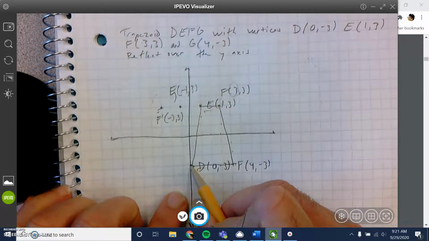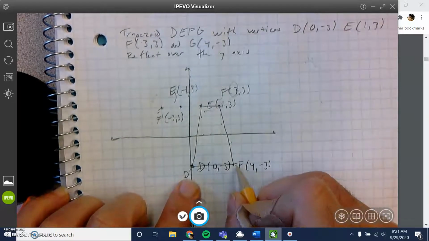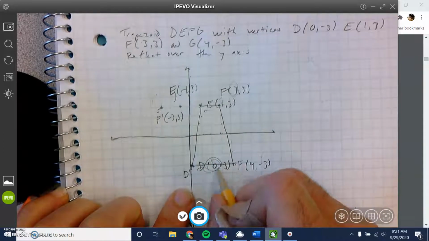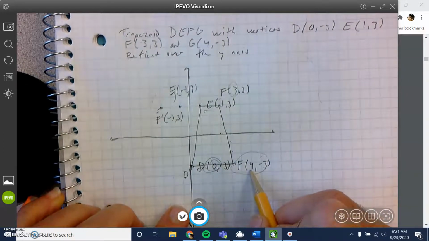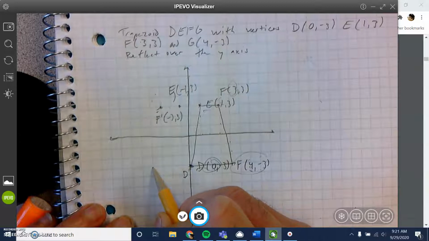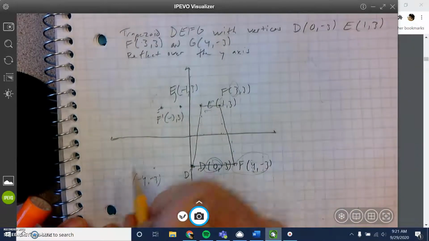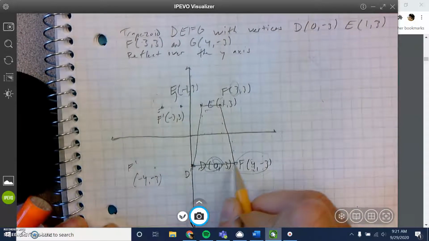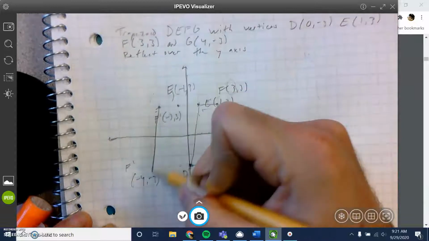D is already on the axis, so I'm not moving that at all. So D prime is the same point. Because 0 isn't positive or negative, you can't make the X negative. So if G is 4, -3, you change the X, the X is going to be -4, -3. You find the opposite of the X coordinates. This is G prime. Yeah, it checks out. There you go.